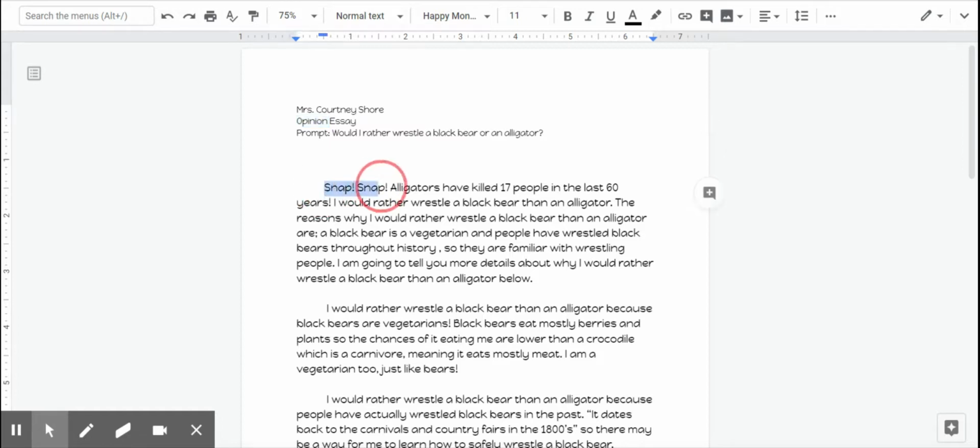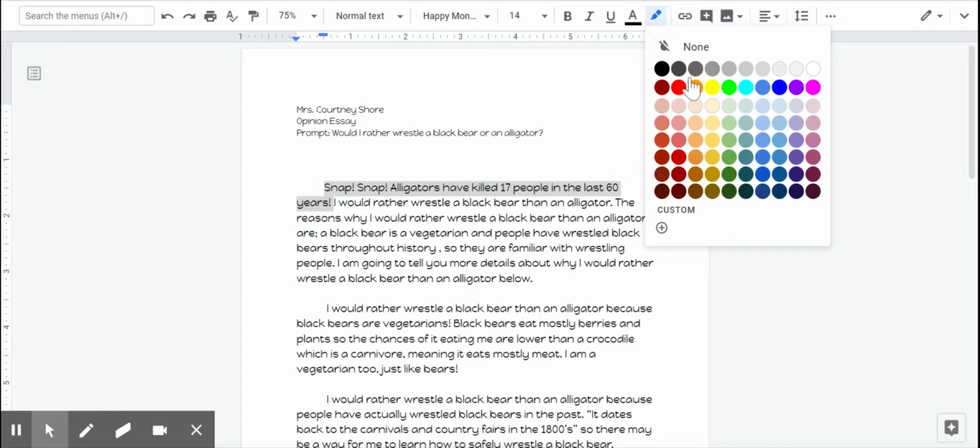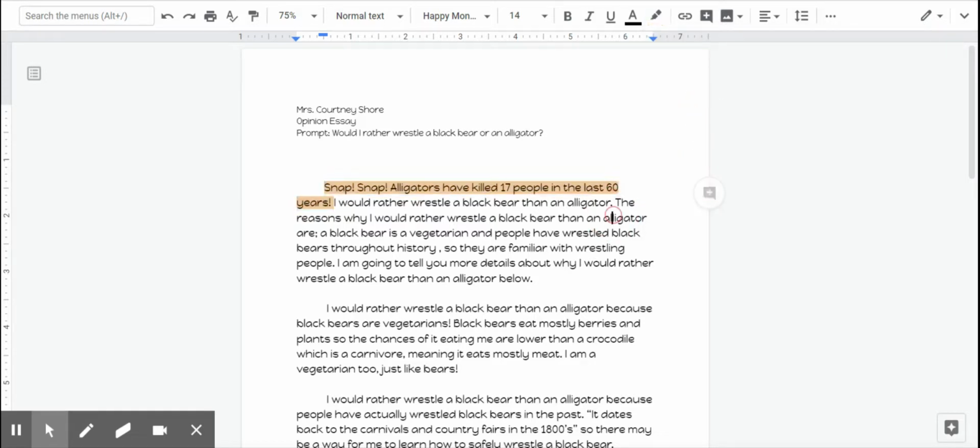So I have snap, snap, alligators have killed 17 people in the last 60 years. So that's my hook. I'm trying to draw this person in with a little onomatopoeia, snap, snap, right? Onomatopoeia is a sound effect. And then a fact here, alligators have killed 17 people in the last 60 years. So I'm going to highlight that for you just so that you remember that that is our hook. And I'm going to put it in like a light orange color for us, okay?